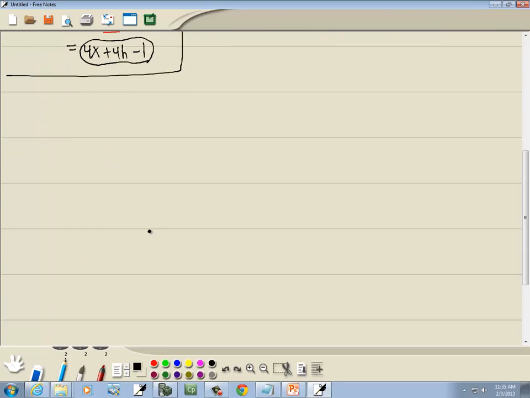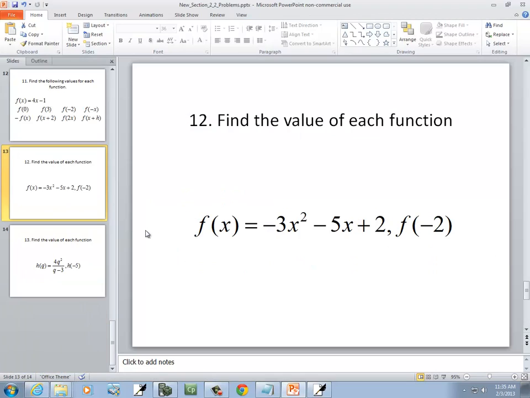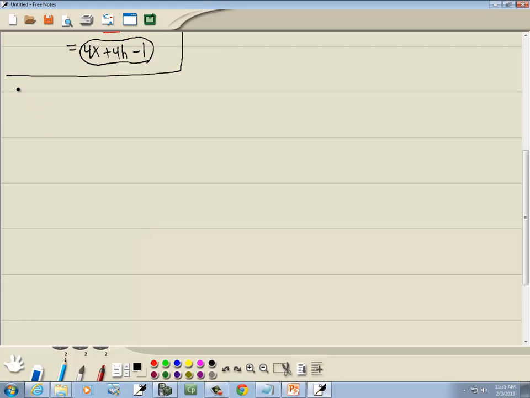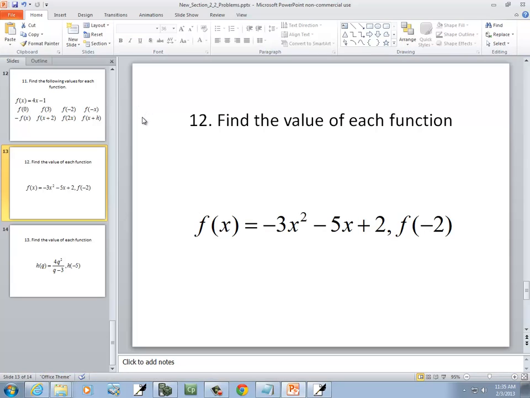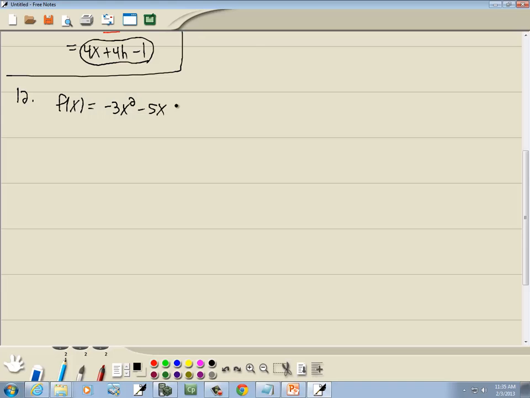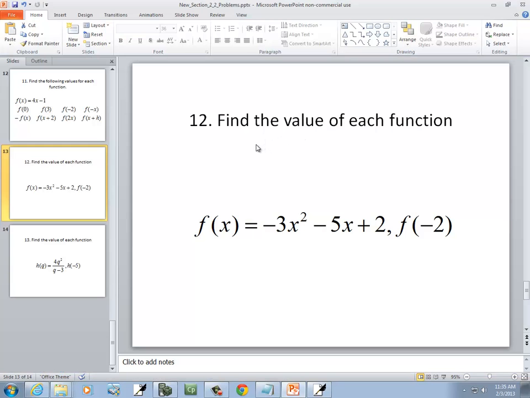Let's take a look at the next problem. We've got f of x is equal to negative 3x squared minus 5x plus 2, and we want to find f of negative 2. Now the instructions say find the value of each function. It's kind of redundant. I mean, this right here kind of tells us exactly what to do. They could just say find f of negative 2.